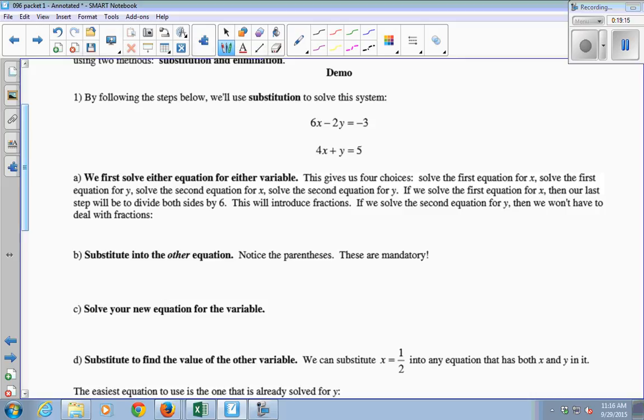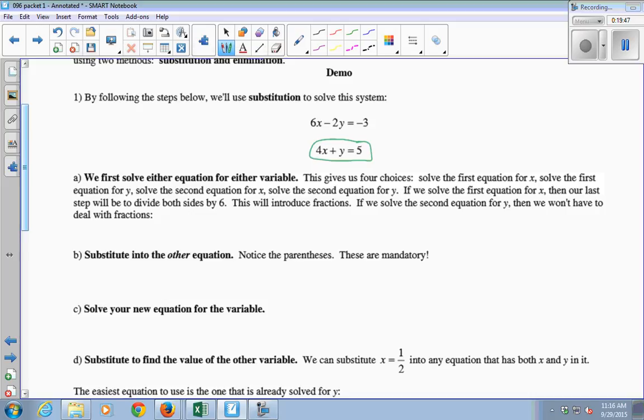So in this case, if I looked at the first equation and solved for x, the last step would be to divide by 6, right? At some point I would have to divide everything by 6, and that would introduce some fractions. And I would rather not introduce fractions. So instead, I'm going to look at the second equation and solve it for y, because I'm not going to introduce any fractions, since the coefficient on the y is a 1.